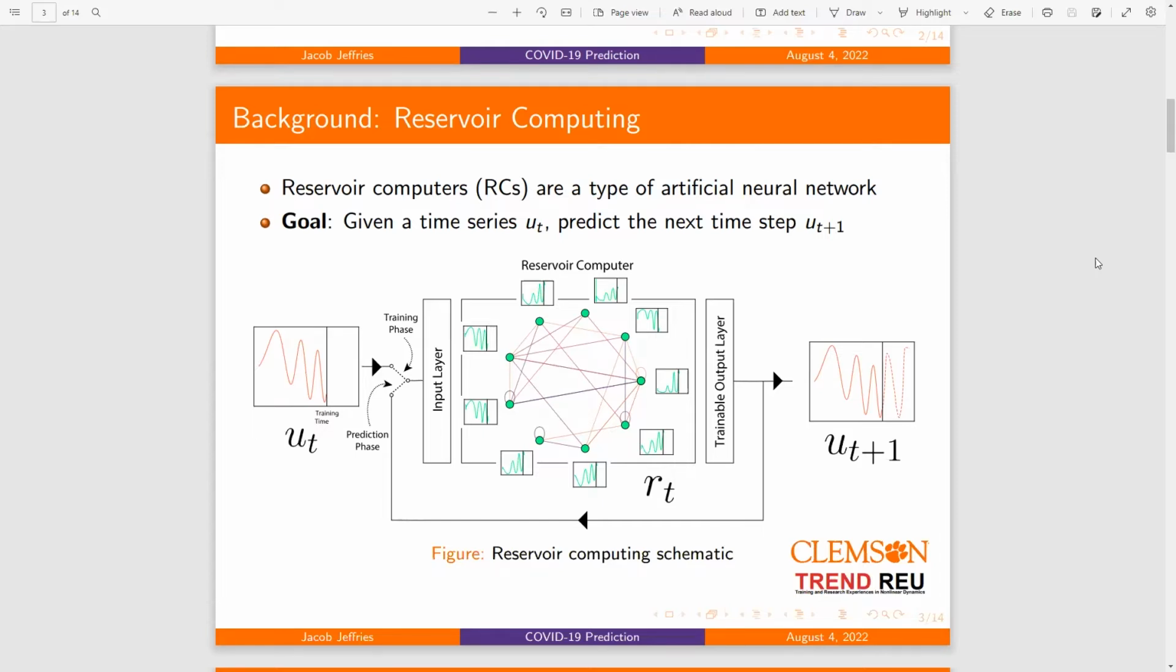A bit of the architecture here. This is the input signal. The input signal is fed into the reservoir. In this reservoir, we have individual neurons that are connected by a random, sparsely connected graph, and each of these neurons has its own respective time series. This reservoir state is then fed into a trainable output layer, which outputs a prediction.